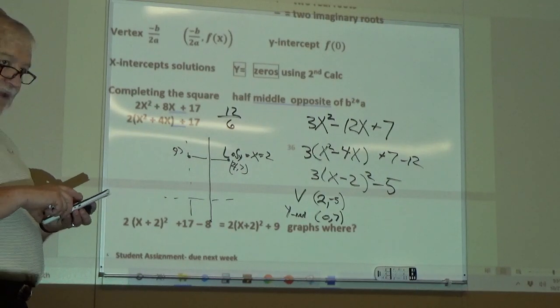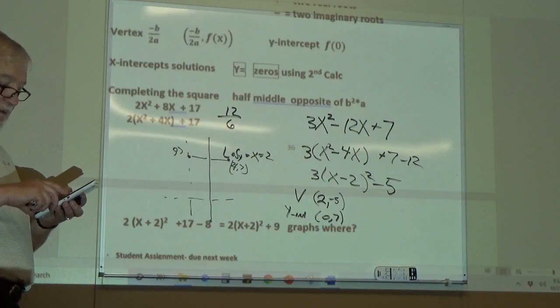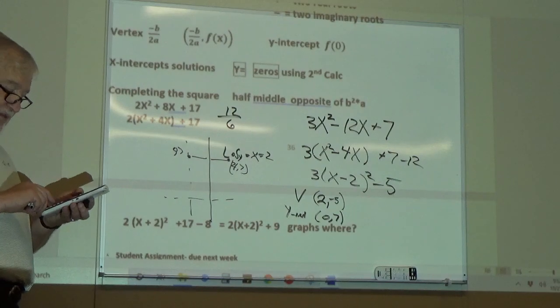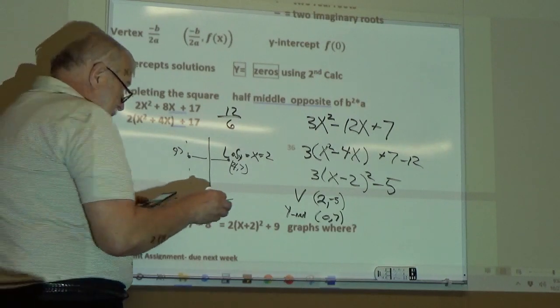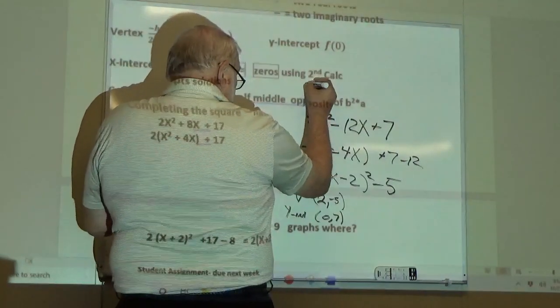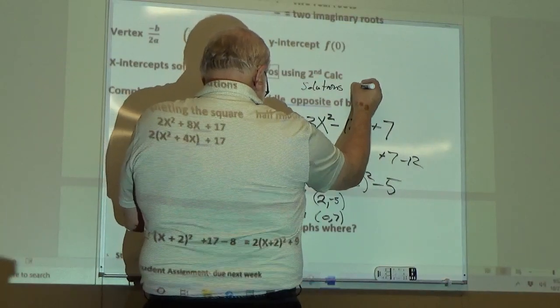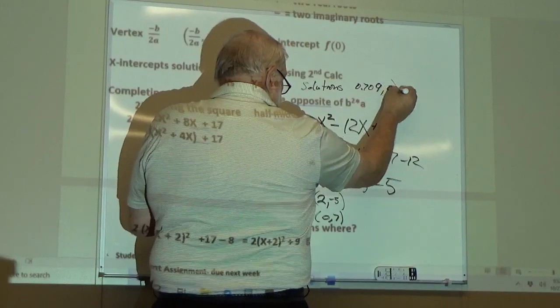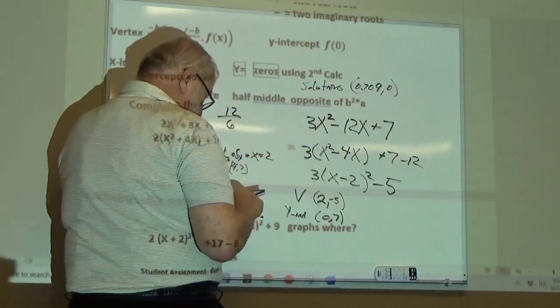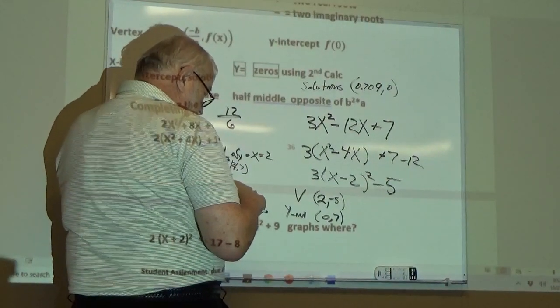So then how do I find the zeros using intersect? Second, calc, and I want intersection. Then you get the second one, you do the second count. You have to move your cursor.